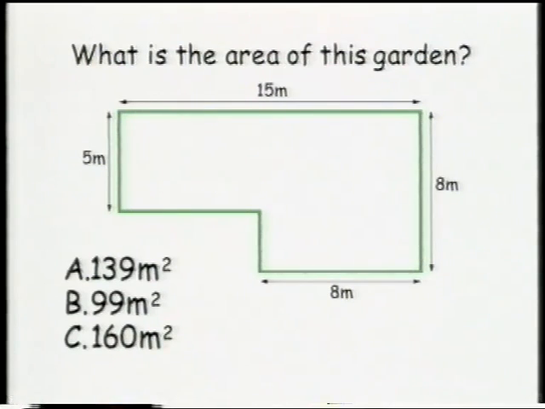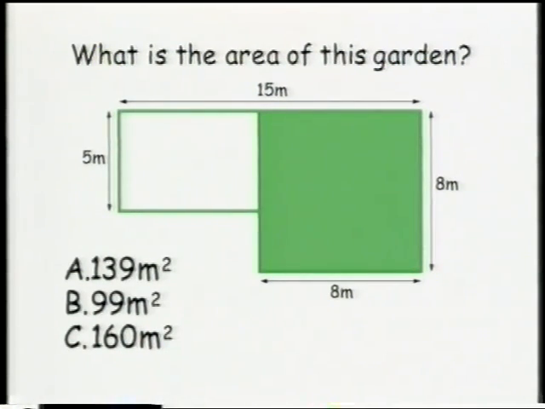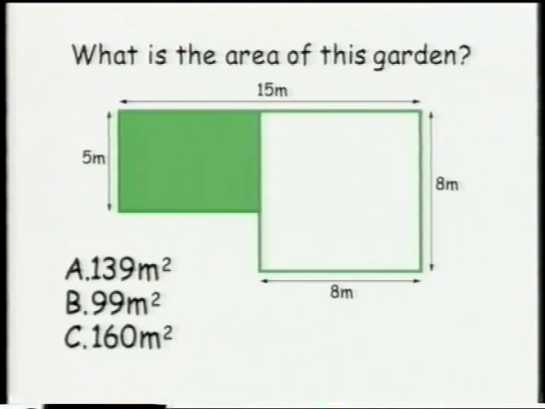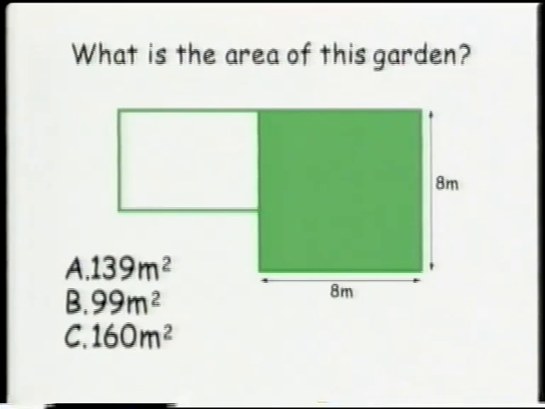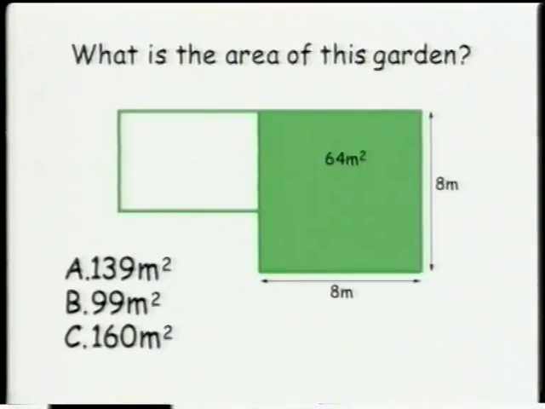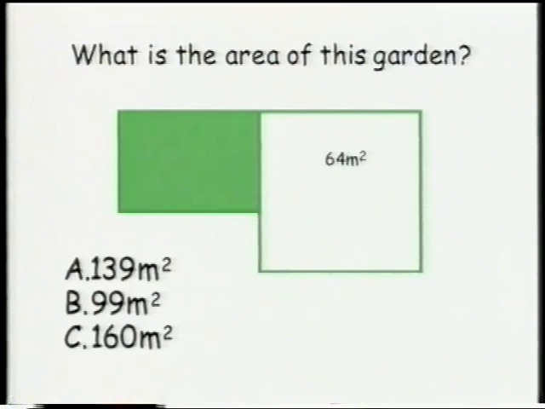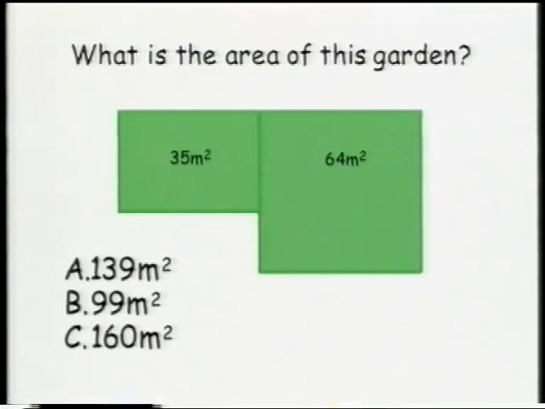If we make 2 rectangles like this, one rectangle has 2 sides, both 8 metres long, and the other rectangle has a side 5 metres and a side 15 minus 8 metres, which is 7 metres. So the area of this rectangle is 8 times 8, which is 64 square metres, and the area of this rectangle is 5 times 7, which is 35 square metres. So the total area must be 64 added to 35, which is 99 square metres. So the answer is B.